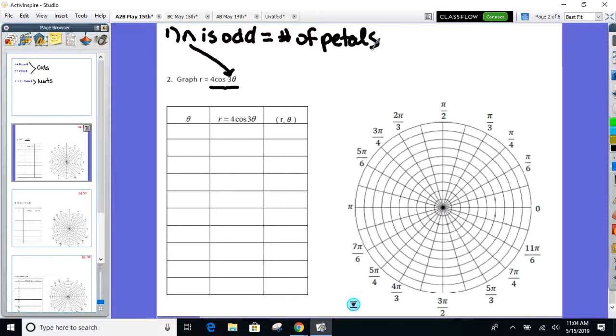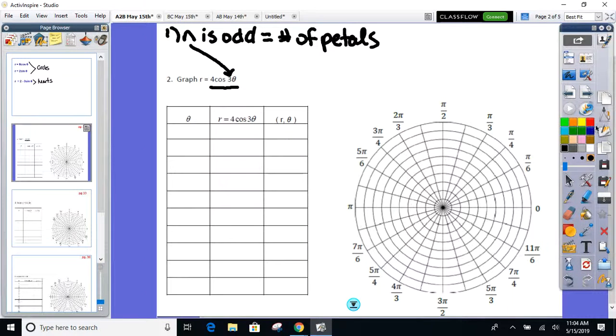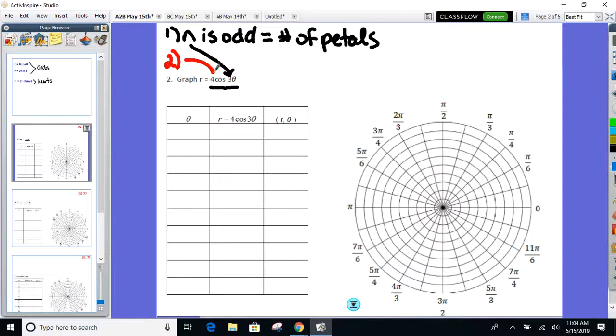Everyone see the number out in front? What's the number out in front here? 4. That's the length of the petal. So everyone knows where 4 is here. That's how far the petal is going to go out, to 4. It's not going to go anywhere past 4 or below. It's going to go out to 4. So the second thing I'm going to have you write down. Everyone take a look. The number out in front, that's going to be the length of the petal.